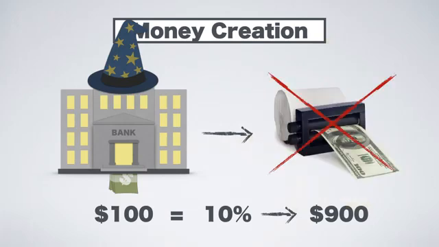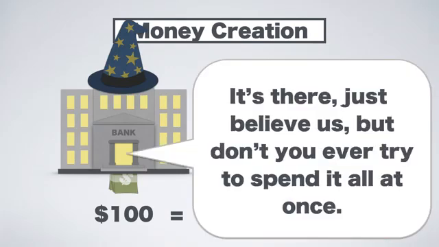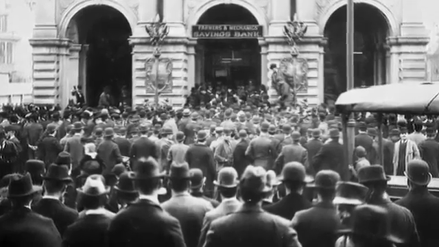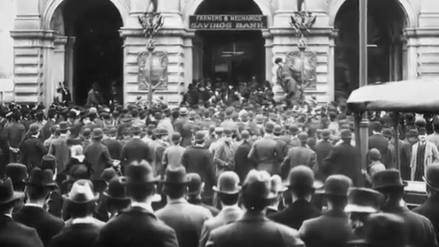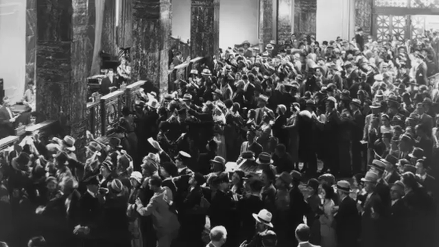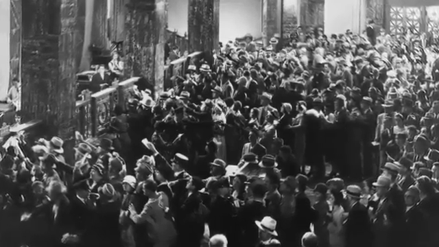Now since they can't literally print money, they create it in the form of credit. Meaning they say, it's there, just believe us, but just don't try ever to spend it all at once. Because if everyone tried to do that, we have what is called the bank run. And everyone would realize that, in fact, only 10% of it was ever really there.